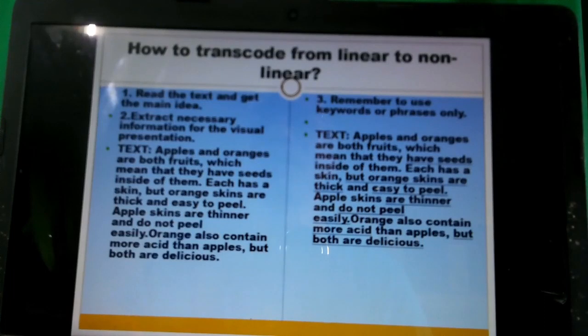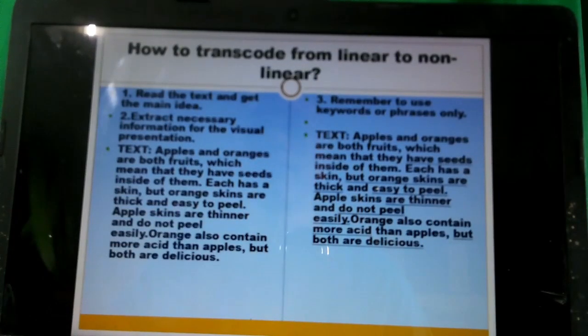In number two, let's say, apples and oranges are both fruits, which means that they have seeds inside of them. Each has a skin, but orange skins are thick and easy to peel. Apple skins are thinner and do not peel easily. Oranges also contain more acid than apples, but both are delicious.